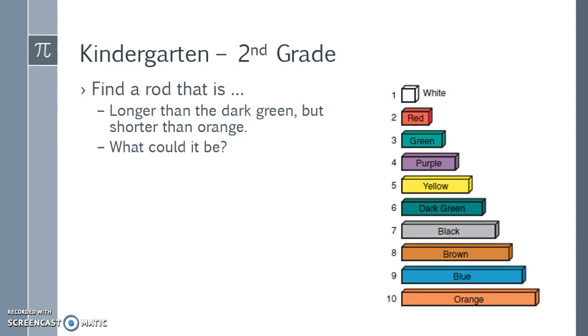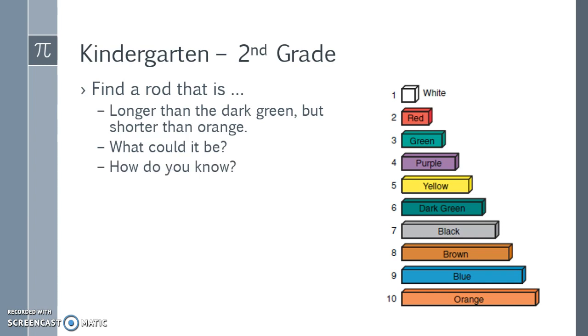Find a rod that is longer than the dark green, but shorter than the orange. Which one could it possibly be? Pause the video and see if you can figure that one out. It's longer than the dark green, but shorter than the orange. What could it be? Do you have an answer?